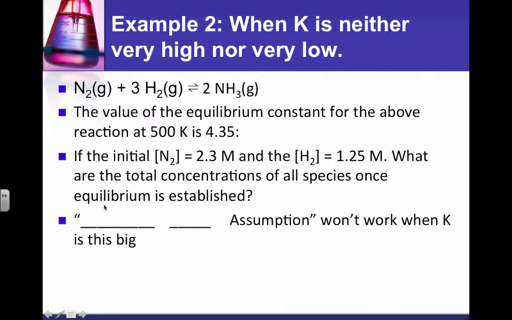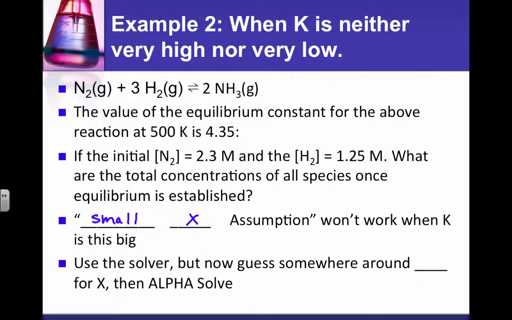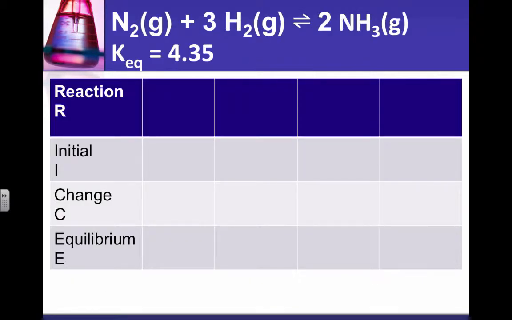Remember, when we have a K that's this big, using the small x assumption doesn't really work because we're going to form some product and it's not going to be a small amount. It's going to be a significant amount. So this time when we use the solver, when we make our guess for the value of x, instead of being 1%, we're just going to call it 1. I mean, heck, that's a good place to start, right? And then you'll push alpha solve after you type in your guess for x and the equation will work itself out. So let's get started.